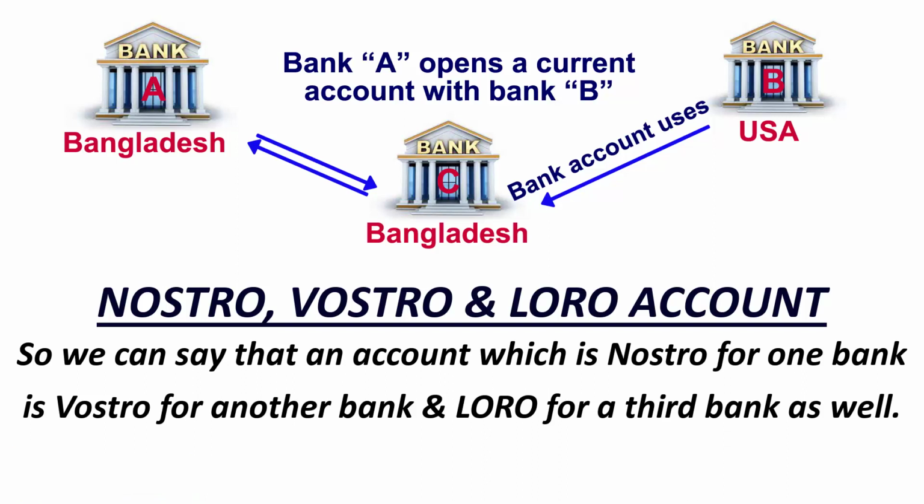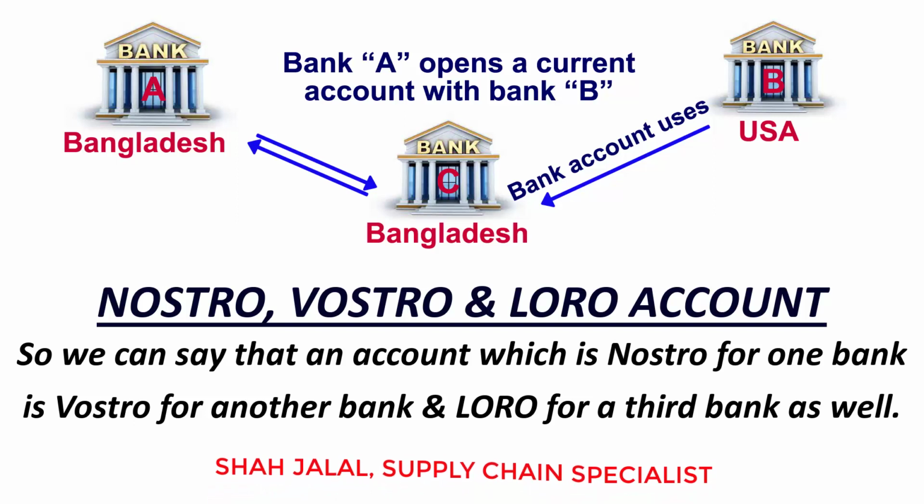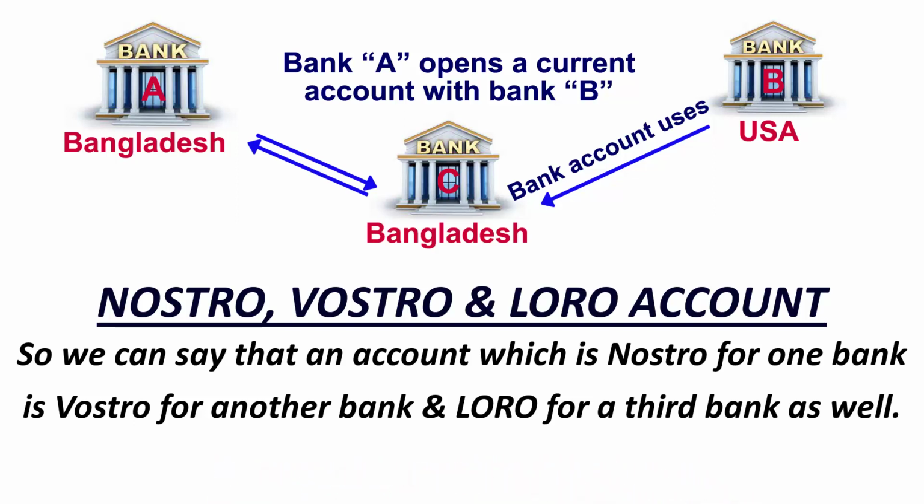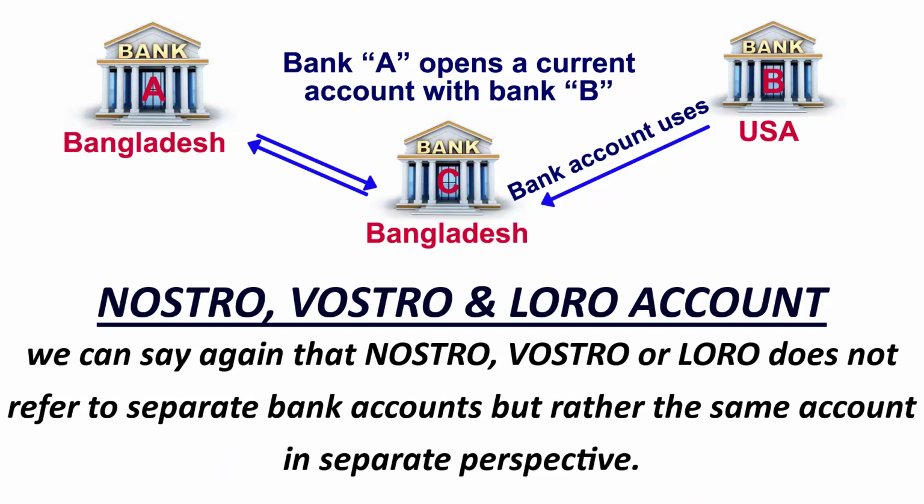So we can say that an account which is Nostro for one bank is VOSTRO for another bank and LORO for a third bank as well. We can say again that Nostro, VOSTRO or LORO doesn't refer to separate bank accounts but rather the same account in separate perspectives.